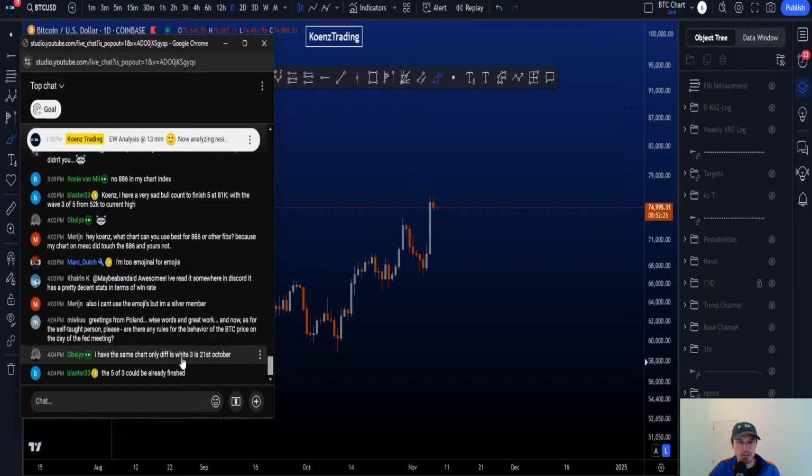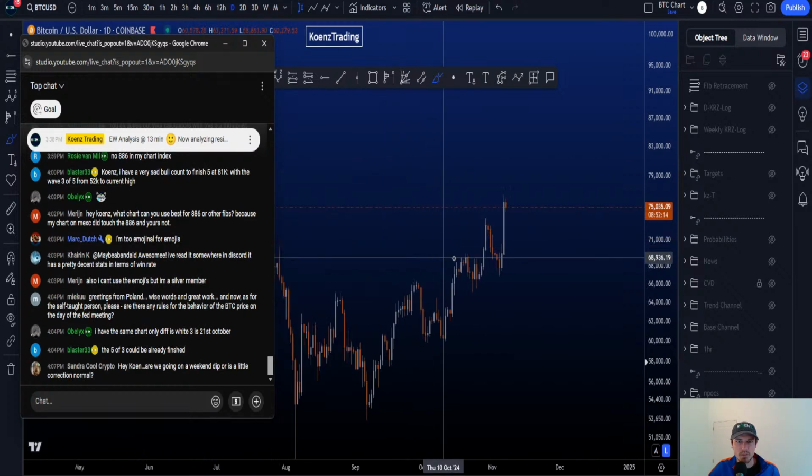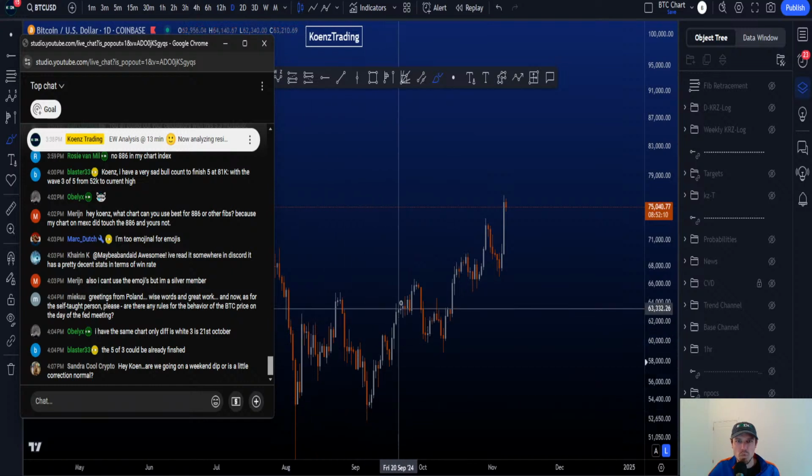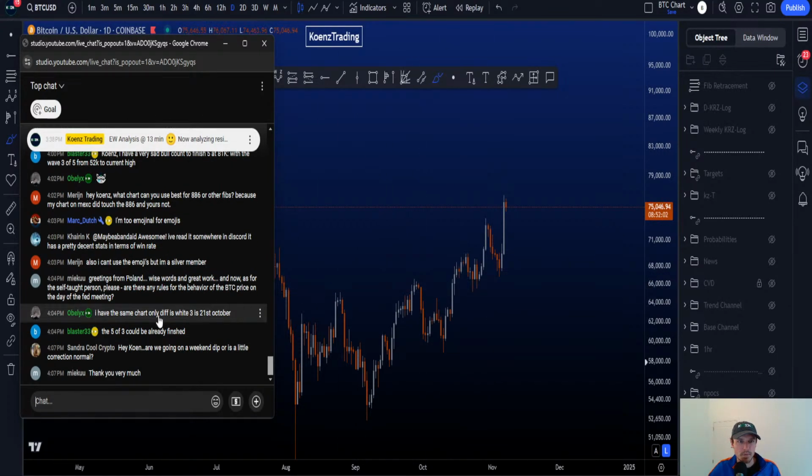White 3 is the 21st of October. White 3 is the 21st, but here 1 2 1, but then your 4 is overlapping with your 1, which is not allowed in an impulse. The 5 of 3 could be already finished. Yeah, and then you would look for 4, but then you need a bigger retracement.